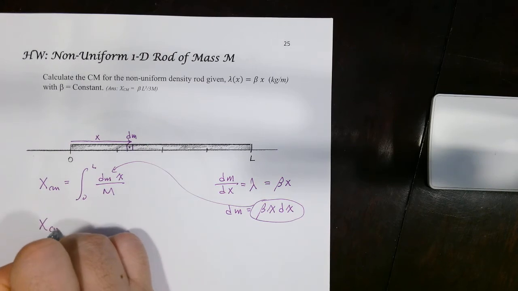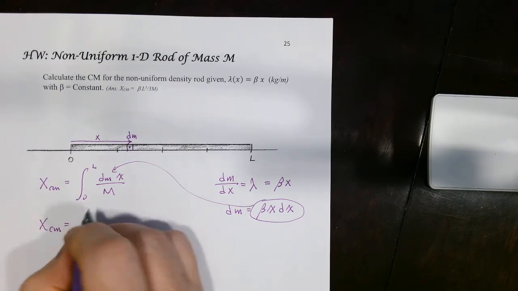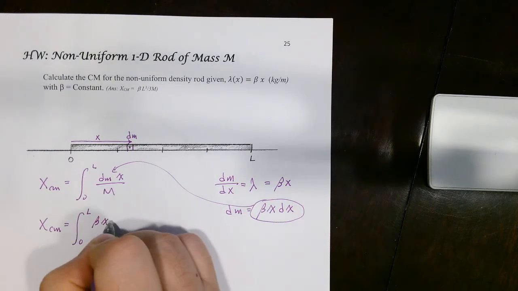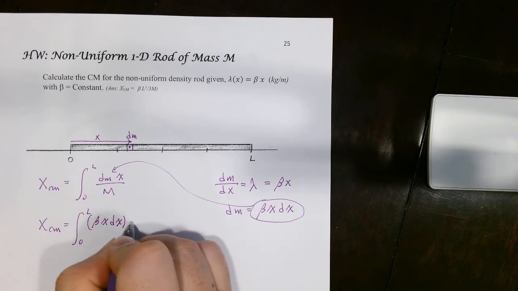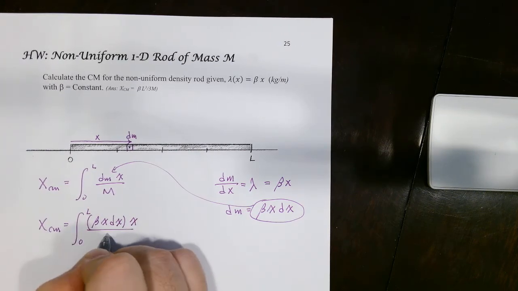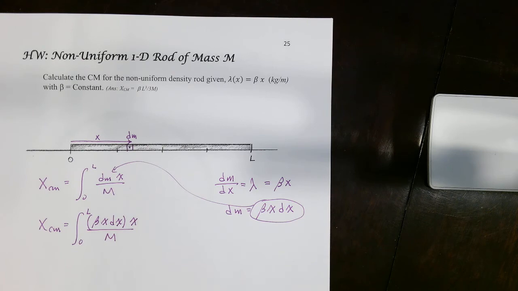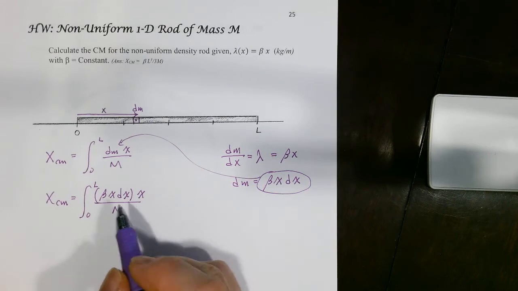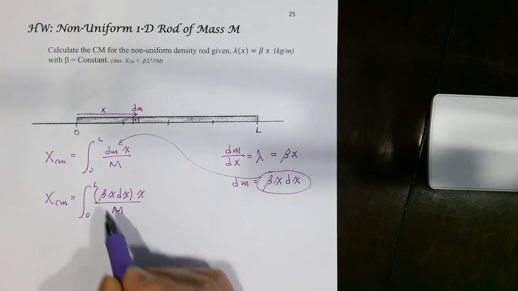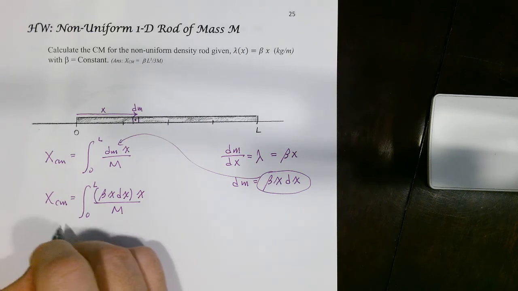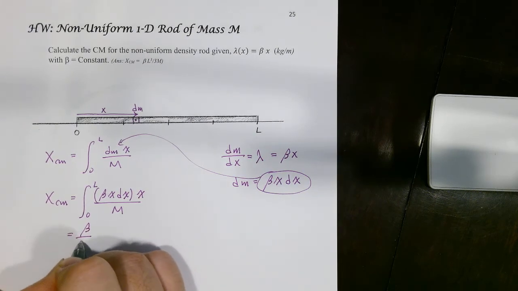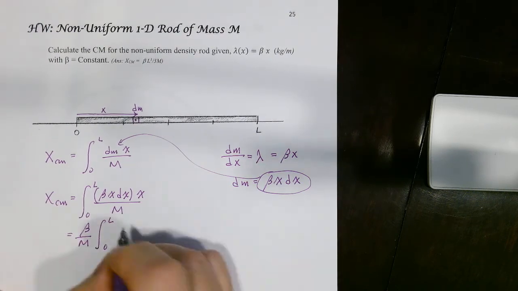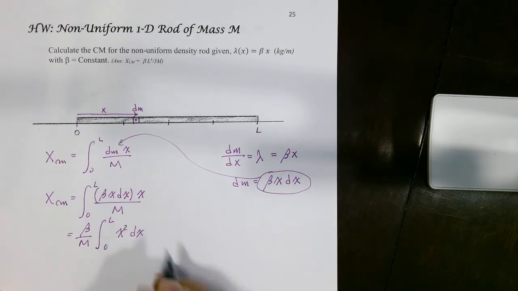So again, x sub cm now is equal to the integral from 0 to L of beta x dx times x over M. All right? So we know that this is constant. We know this is constant, so we can factor them out. So we got beta over M, right? And integrate that from 0 to L of x squared dx.